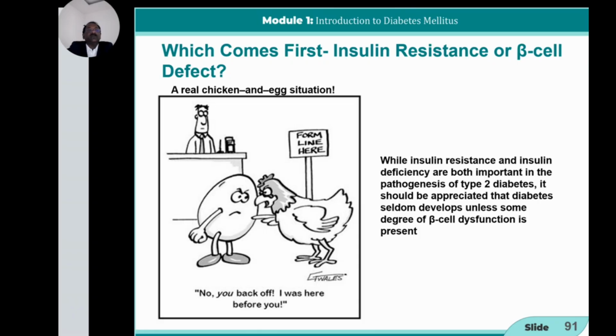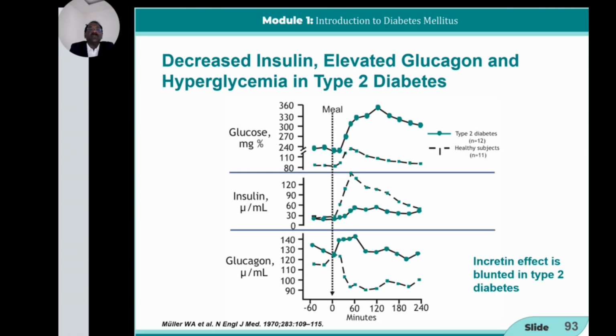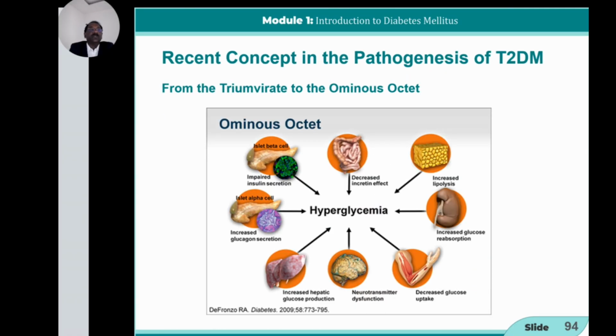Which comes first, egg or chicken? Insulin resistance or insulin deficiency? It's very difficult to say. There are other hormonal defects, not only your beta cells and insulin: hyperglucagonemia, incretin hormones, GLP-1. So these are also other hormones. This is the ominous octet.